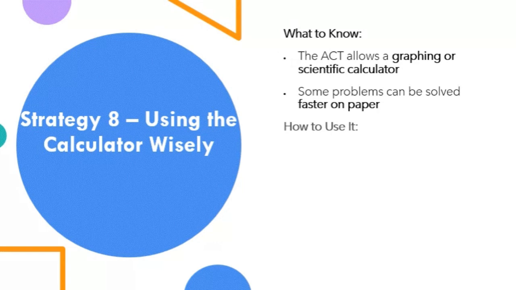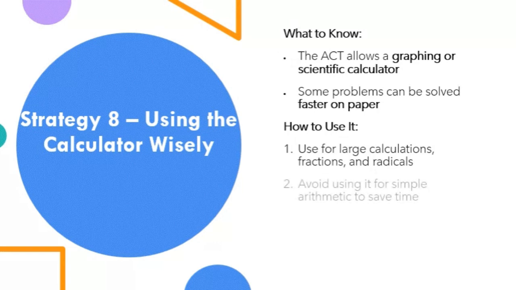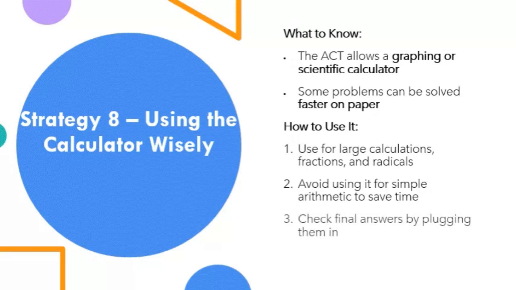Here's how you should use your calculator effectively. 1. Use it for large calculations, fractions, and radicals. When the numbers get big or complicated, that's when the calculator really shines. 2. Avoid using it for simple arithmetic. You want to save your calculator time for the tricky stuff. 3. Check your final answer. After calculating, you should plug your answer back into the problem to make sure it makes sense.